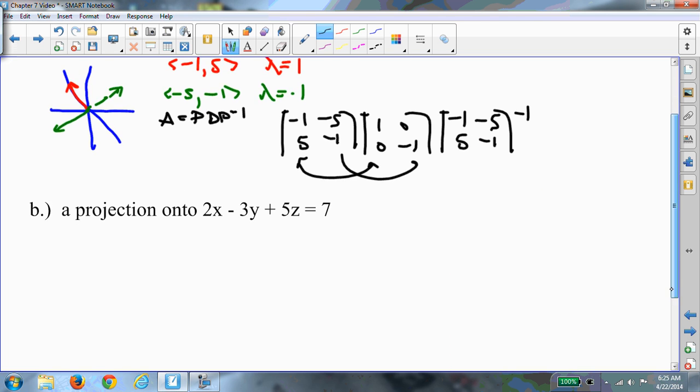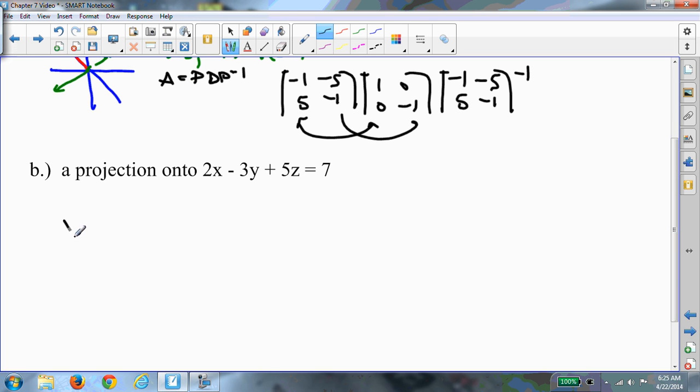So likewise, I could do the same with the projection. So imagine I have a plane here. If I were to take the normal vector, it would project to 0. So the normal vector is 2, negative 3, 5. Oops, sorry, this needs to be a 0. And then the eigenvalue for it would be 0, because the normal would project to the 0 vector. If I take two vectors on the plane, they would project to themselves. So I need 3 points.